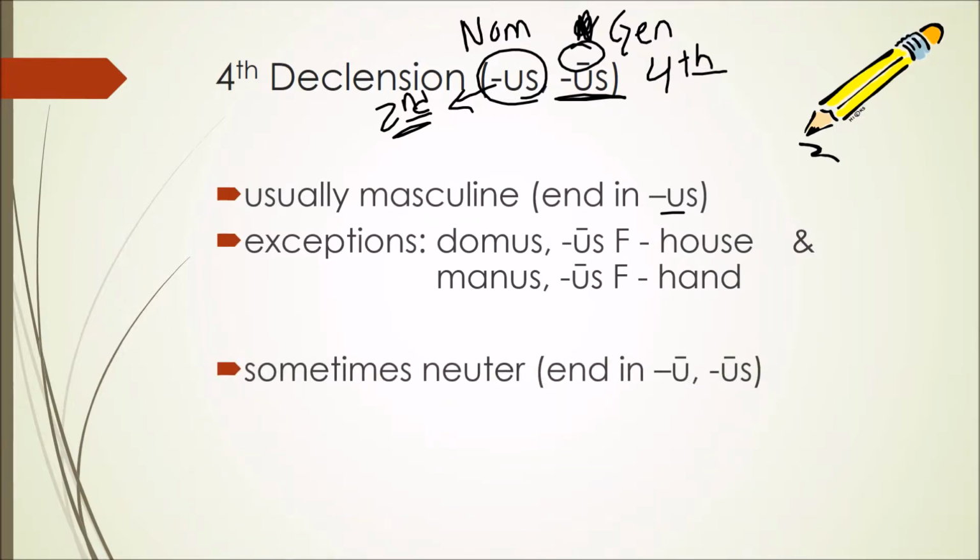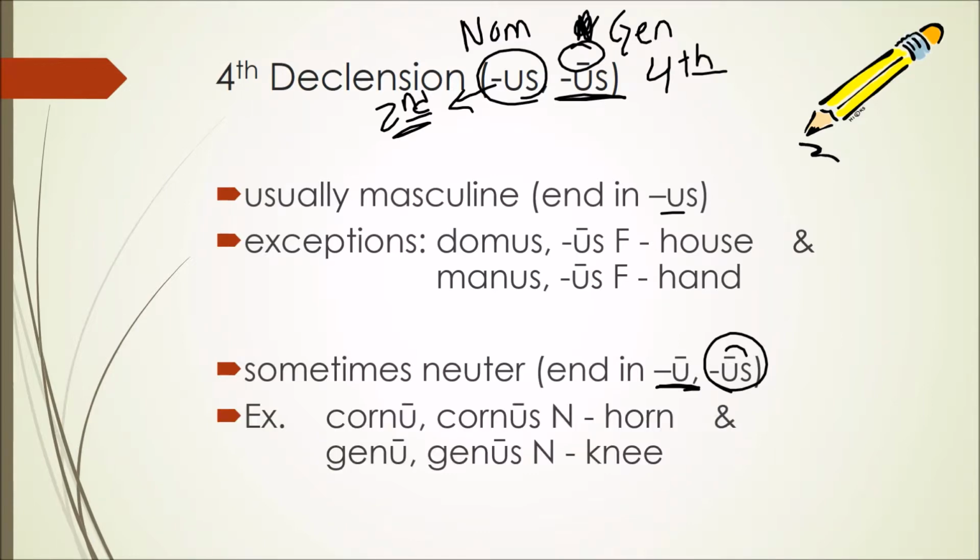And there are a few words that are neuter, and these will be fourth declension, US with a macron, and then their nominative form will be a U to indicate their neuter gender. A couple of examples, horn and knee, cornu, cornus, and genu, genus are both neuter, but as I said before, there's not a lot of neuter nouns in fourth declension.